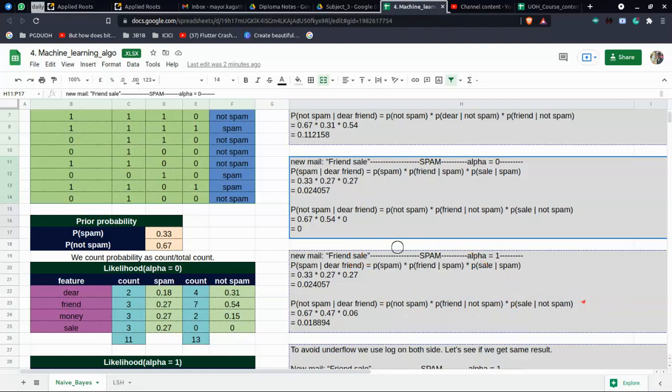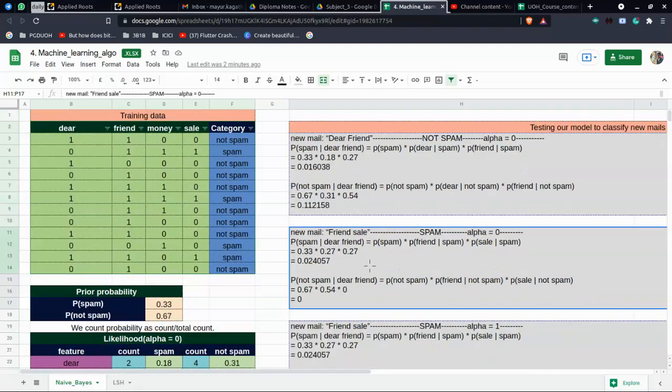Okay, sorry, this is not the example. It is alpha equal to 1. So in this example, sorry for the confusion. If I have the word sell, then the probability of not spam would always be 0, because this is nothing but 0, and 0 multiplied by anything is 0. So it won't check for any other words in the mail. If someone by mistake says it is sell, then it would be categorized as spam, because this probability would always be 0. So this is a very big problem.